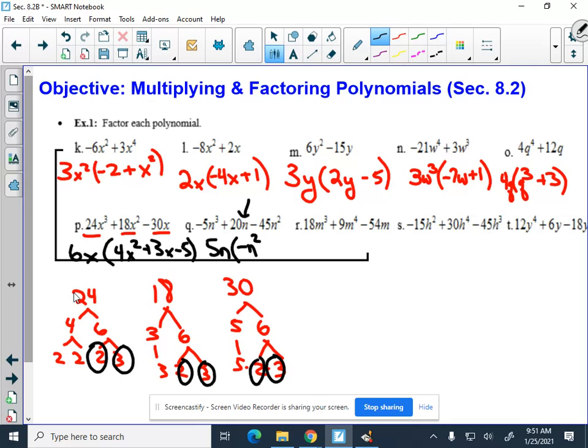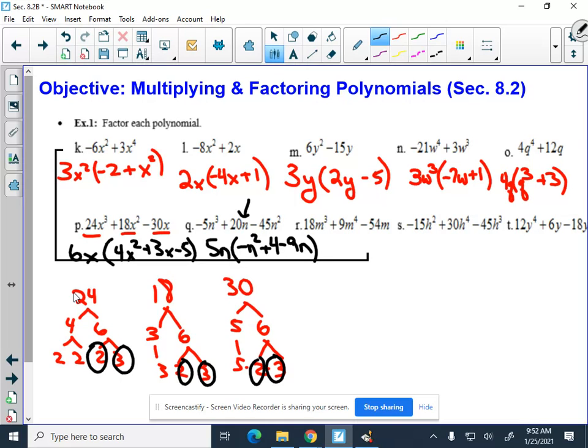Negative n squared plus 4 minus 9n. Is that what you got? Notice they all came down, one n. Like the middle one doesn't have an n because the n moved to the outside. All right, the next one.